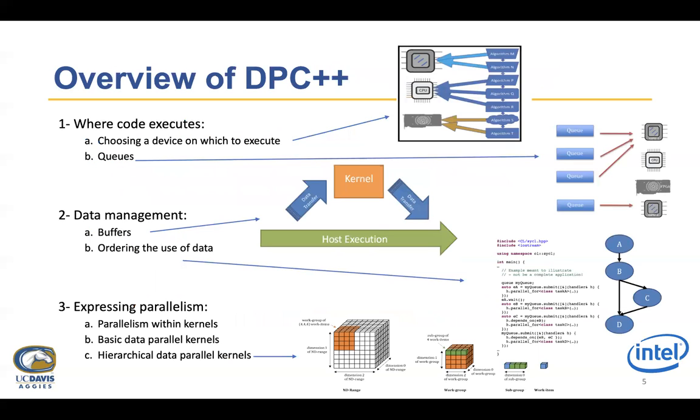In DPC++, you can define which part of the code executes on which device by using queues. Usually, data is transferred by defining buffers between host and accelerators, and the user can define the order of devices' access to the data. Also, all kinds of parallelism can be defined, from the parallelism inside the kernel up to hierarchical data parallelism.